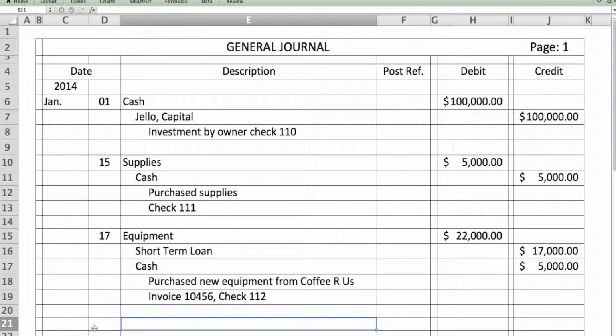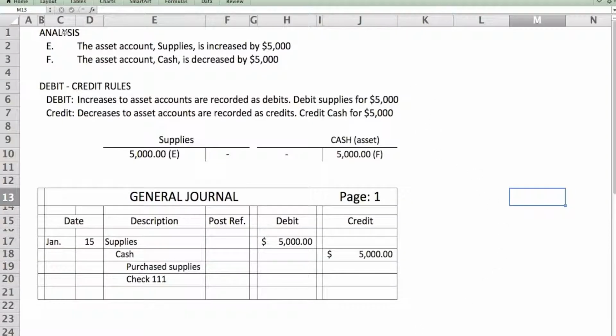So the first thing we're going to look at is the supply purchase. Now the process for the supply purchase is the exact same as everything we've been through before with all the other times we've done this. The first thing we do is we create an analysis. We determine the asset account is supplies and it's increased by $5,000. We find the other asset account is cash and it will be decreased by $5,000. Once again, representing that we have $5,000 worth of supplies and in exchange we're giving the vendor $5,000 worth of cash. And in this case, I believe it was Costco that we gave the money.